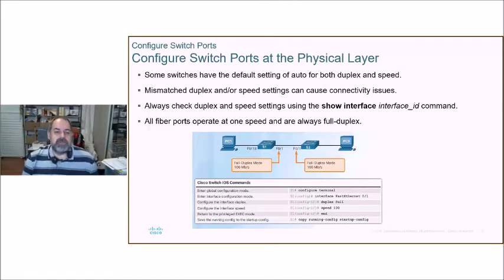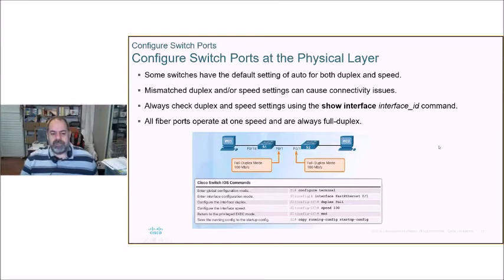Okay, configure switch ports at the physical layer. Some switches have default settings of auto for both duplex and speed, and that should work nicely, but it doesn't always. If you have mismatched duplex or speed, it will probably not work at all. You can check what is the best that they support, and then manually set the duplex to full and the speed to 100. That turns off the auto negotiation, and as long as both ends can support that, it should work.